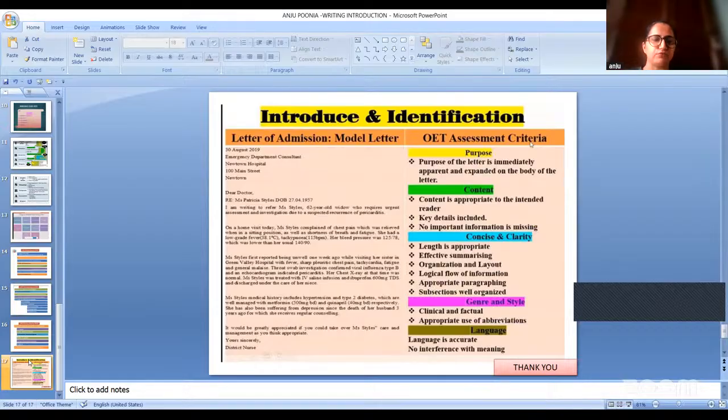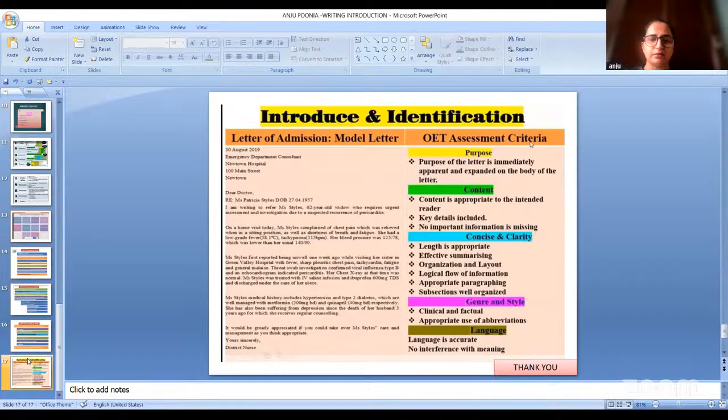And fourth paragraph, Mr. Style's medical history, which is managed with metformin. All medications are mentioned. She is also suffering from depression. So what is relevant? It's important which information we want to give. We are writing a letter to someone. Which information is crucial? So that paragraph mentions that. So this is concise and clear. It's a logical flow of the information and appropriate paragraphing, and it is well organized.